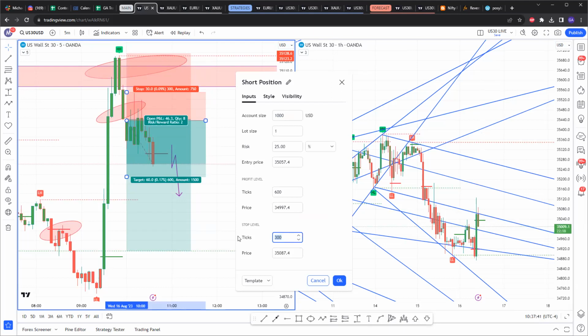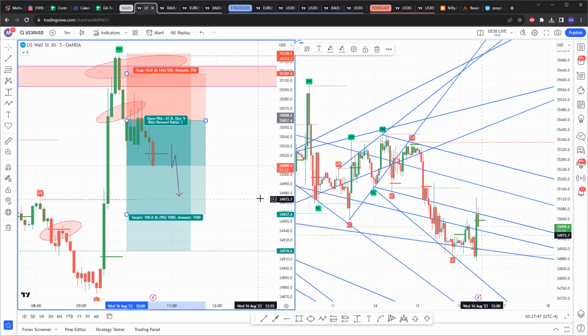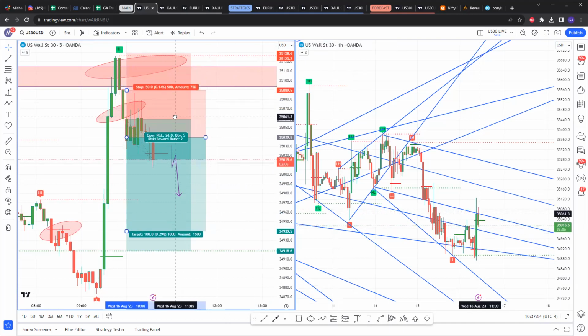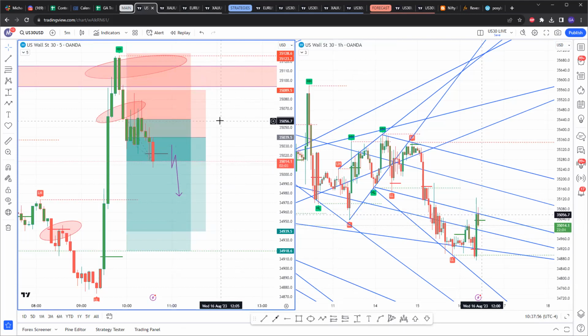Did anybody enter this trade? What did you guys use for this one? I entered with a 50 pips stop loss on both entries. I moved it down more, but oh, okay, perfect. Okay, so this makes sense. I did not do 30, I did 50.